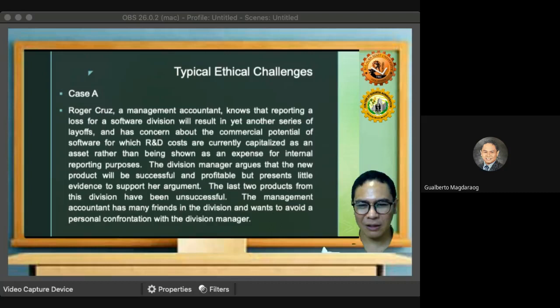So tinetest yung objectivity mo dito kung paano mo siya didesisyonan. So it may be painful to you kasi makikita mo yung mga friends mo mawala ng trabaho. But hindi mo naman pwedeng sabihin na, sige, i-capitalize na nga lang natin, okay na din, hindi naman pwede, di ba? Because you know for a fact na walang proof na mag-generate yan ng income.